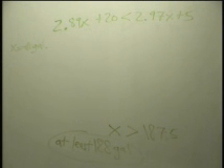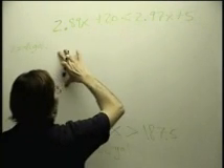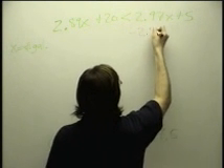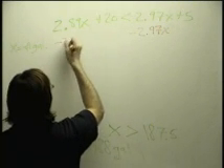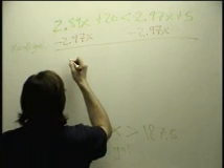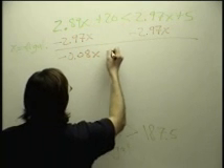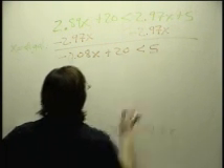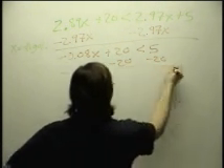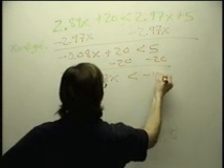Alternatively, instead of getting our x's on the right and our constants on the left, we could have gotten our x's on the left and our constants on the right. So I could have started out by subtracting 2.97x from each side, in which case I get negative 0.08x plus 20 is less than 5. Now I have to move the 20 over, so I would get negative 0.08x is less than negative 15.